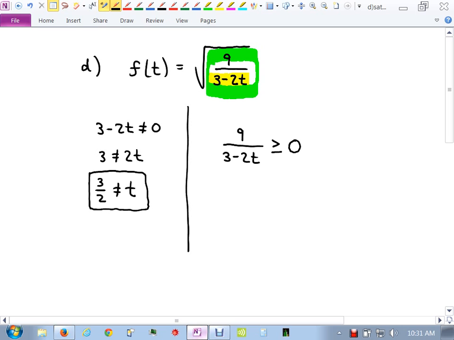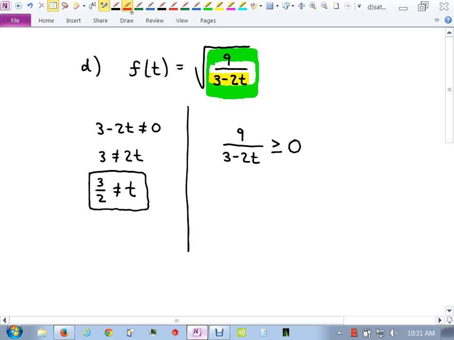This is tricky, because this is an inequality, but it's not linear, it's not quadratic. The left side is a rational function, or, yeah, it's a rational expression. So how can I figure out when that's bigger than or equal to 0? It's tricky.